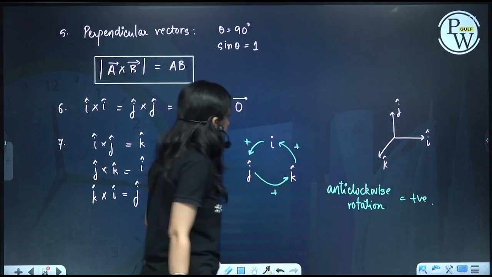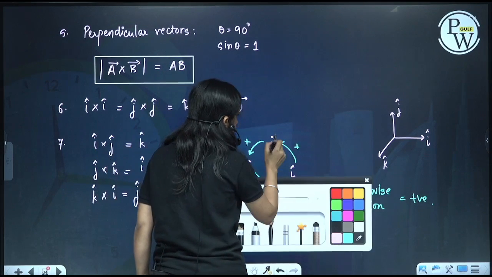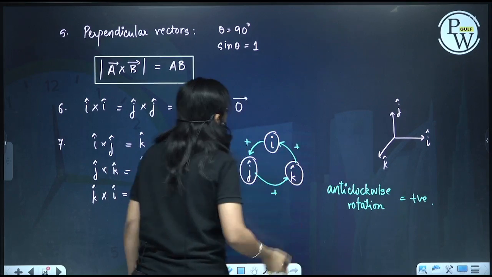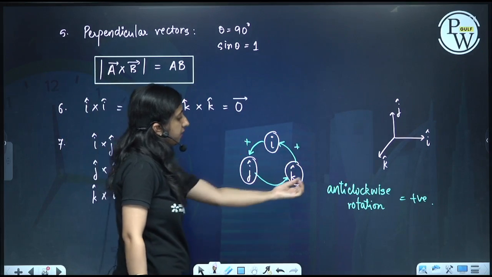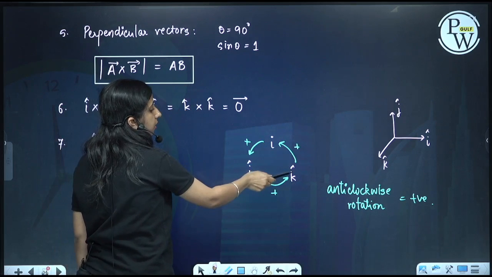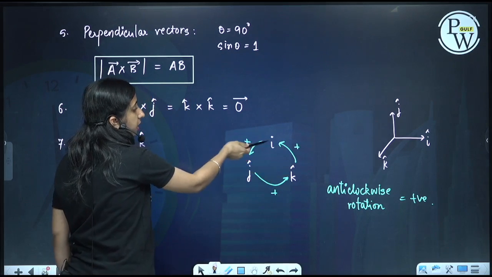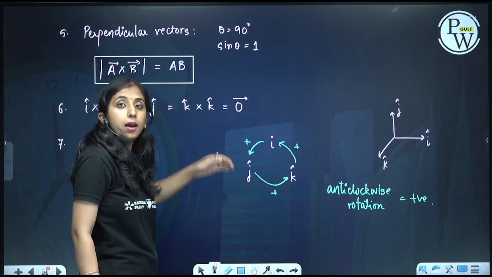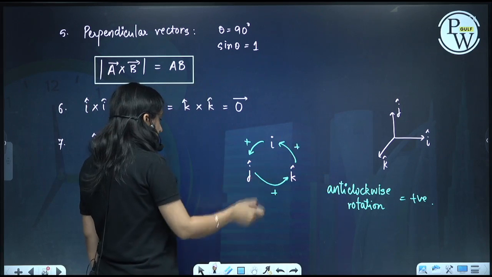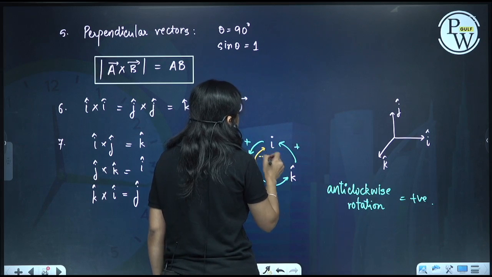Okay, now see, I cross J. We have I, we have J, and then we have K. So I cross J will give me the third one, K. J cross K will give me the third one, I. K cross I will give me the third one, J. But clockwise rotation will be taken as negative.